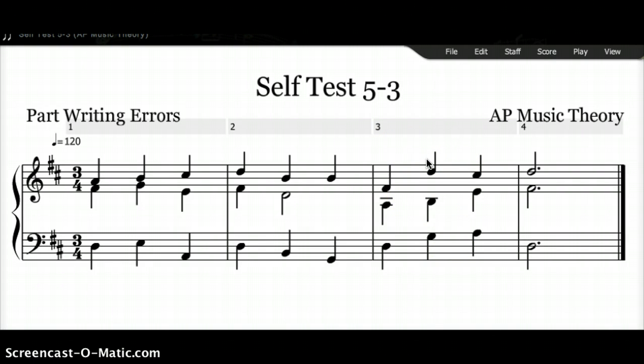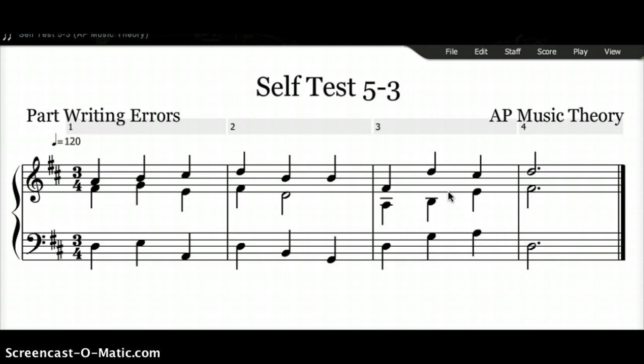Last thing we need to do is check for a spacing error. Our spacing errors are no voice crossing, no voice overlap, and there can never be more than an octave between voices. Well, for this example, that's pretty easy because I can actually scan through this, and I see right here, visually, there's a huge gap between the soprano and the alto voice, so I would circle that and label it number 5, a spacing error.